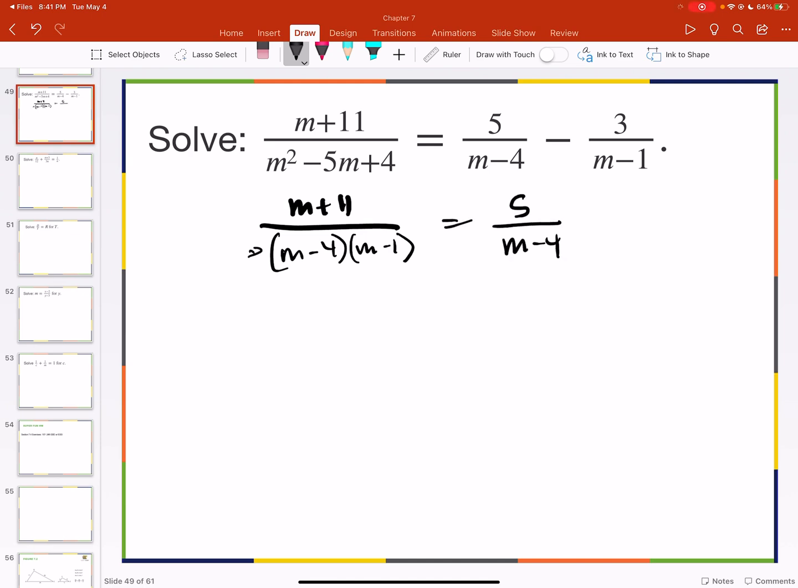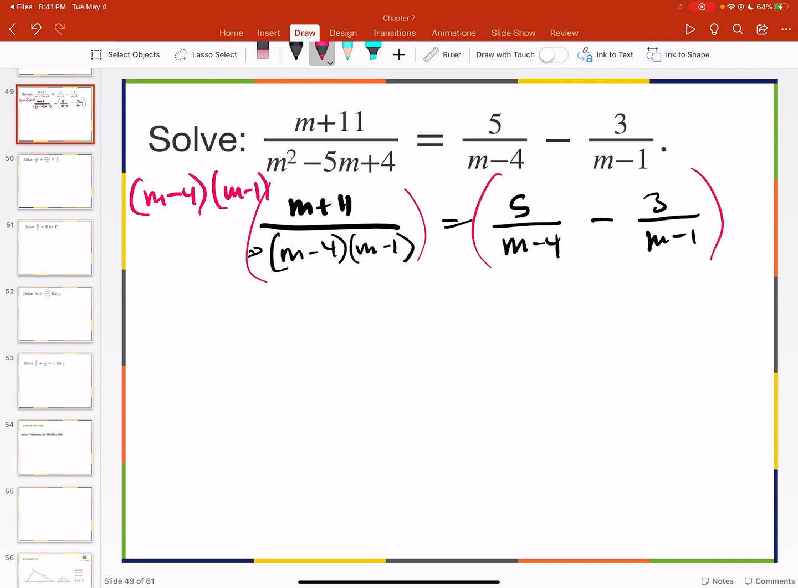(m minus 4)... I'm just rewriting the problem here. And I'm going to multiply everything by the LCD, (m minus 4)(m minus 1). That's going to apply to this side and this side as well, (m minus 4)(m minus 1). So on the left-hand side, it all cancels out. We're going to be left with m plus 11 on the left-hand side of the equal sign.